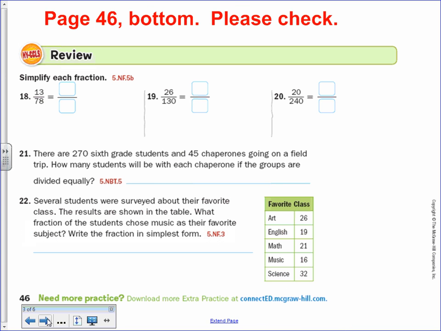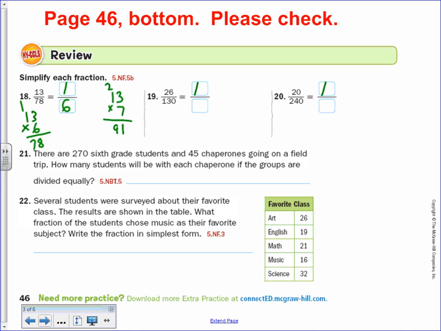The bottom of the page, simplifying. Every single one of these can be simplified to 1 because the top number goes into the bottom. So how many times does 13 go into 78? Well, 10 times 7 is 70. So I'm going to guess 13 times 7 might be pretty close. 7 times 3 is 21. No, a little low. 7, no, a little high. So it's got to be 6. 13 times 6, just double check. 6 times 3 is 18. 6 plus 1 is 7.